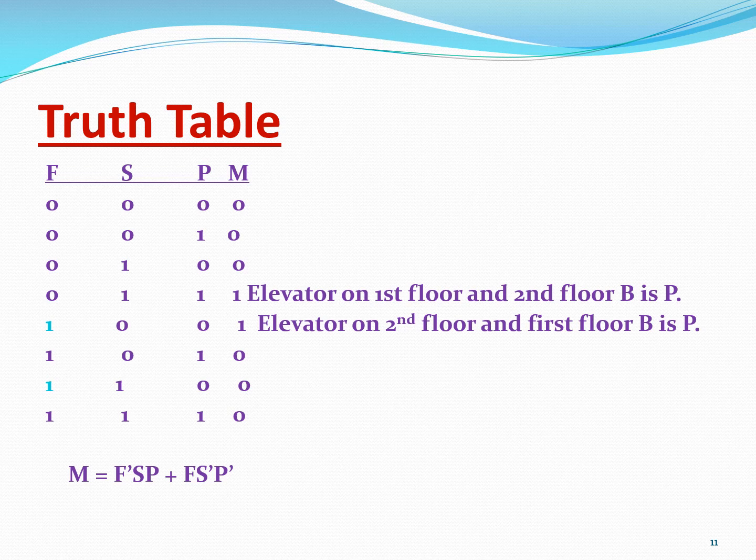Next is 0 0 1. So P is 0, so the elevator is on the second floor and the first floor button has been pressed. That means that the elevator has to move, and that is M is equal to 1.